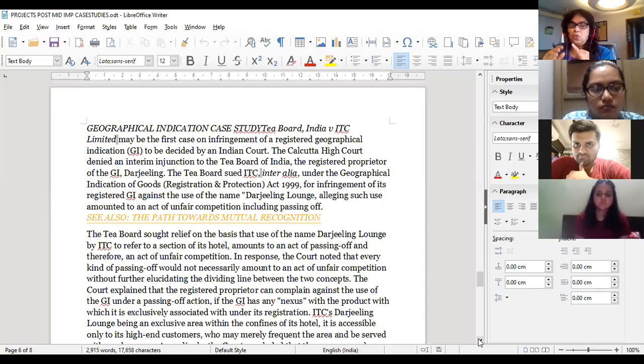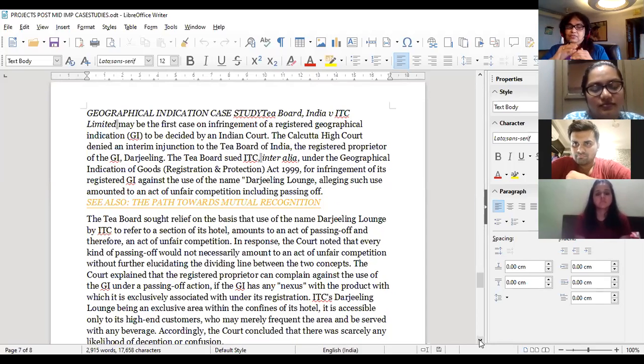In response, the court noted that every kind of passing off would not necessarily amount to an act of unfair competition. So the court said that no, these people can utilize the name of the lounge. Specifically, we give one particular place in our home, we feel cool and nice. So the court said that it is not interfering with passing off. No action will be there if the geographical indication has nexus with the product with which it is exclusively associated. Then only it will be infringement.